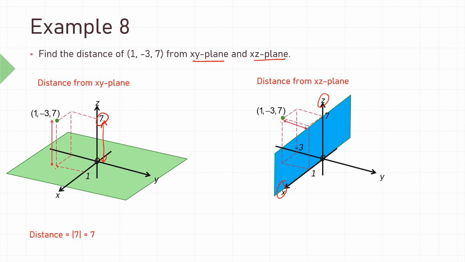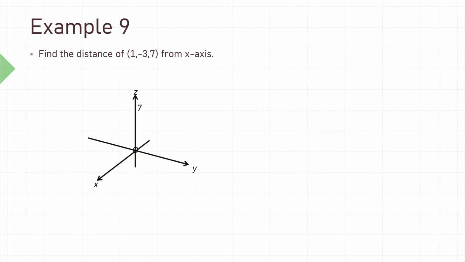No. We don't have a distance that high which is negative. It should be positive. That's why we have the modulus here. So we have root 3 as the distance. Okay? Let's look at example 9.